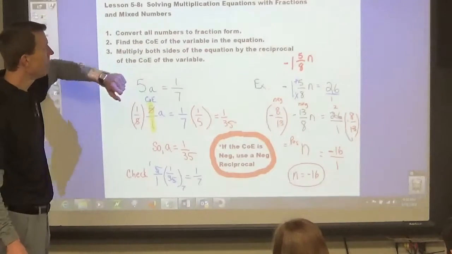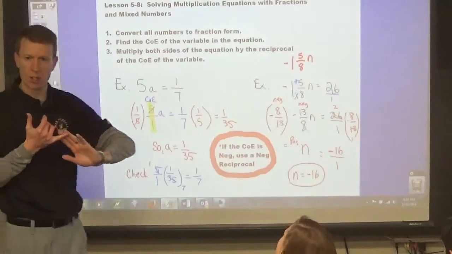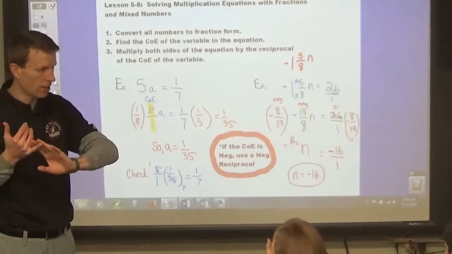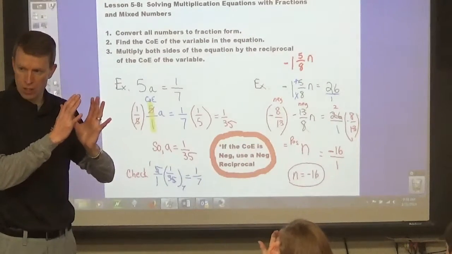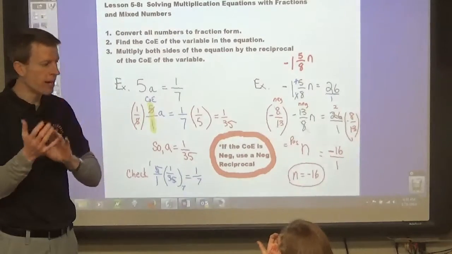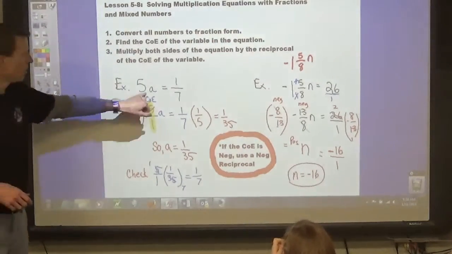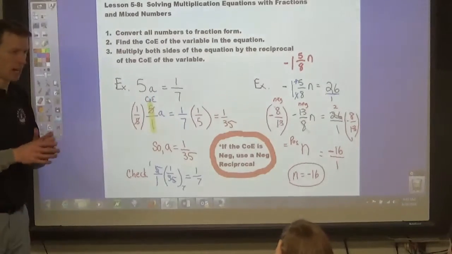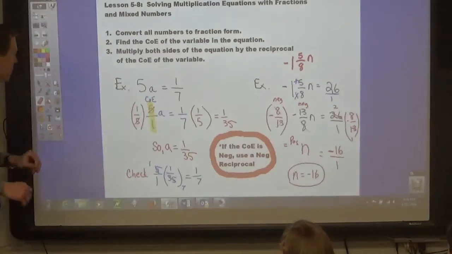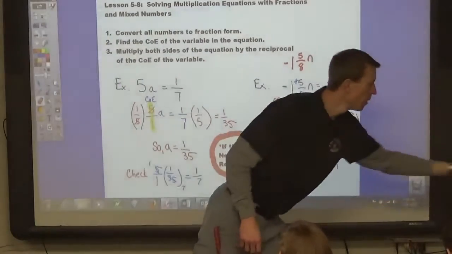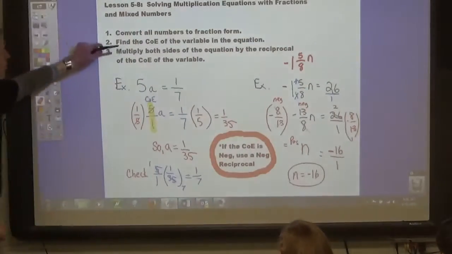And remember that anytime you are solving an equation, the goal is to get the variable by itself. To get rid of the coefficient, which is the number next to the variable, and to get only one of the variable left on the side by itself. So I have some examples up here for you to put in your notes. Let's go through the procedure.